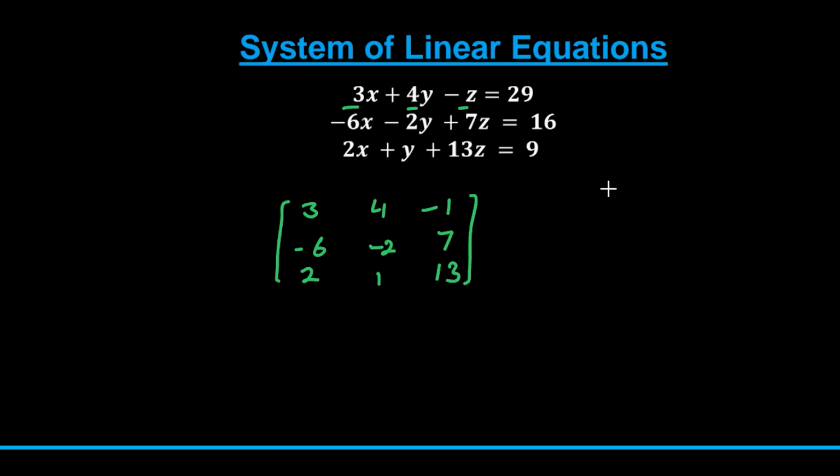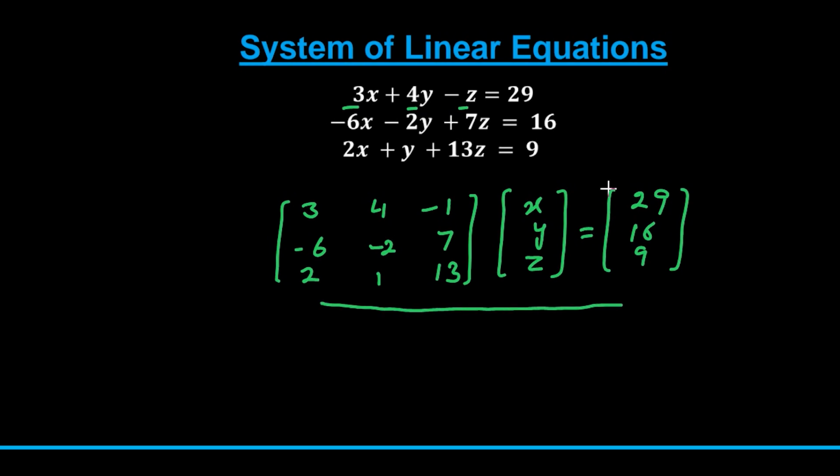The variables we have are x, y, and z. So we can write the variable matrix as x, y, and z. On the right side of the equality, we have the constant terms of the equations. The 3 terms corresponding to the first, second, and third equation take the place of the first, second, and third row in the constant matrix. So the matrix becomes like that. The above system can be represented as a matrix equation.